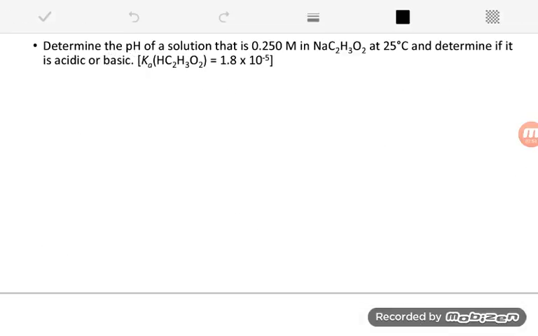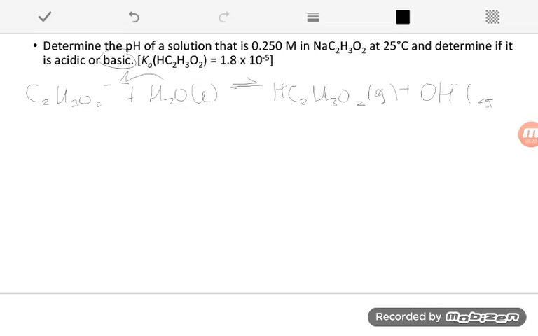So let's start there. We know this is basic, and we know we have C2H3O2 minus. Well, if he's a base, let's write a reaction for him reacting with water. So I'll have a double arrow. This is a base, so it's going to accept a hydrogen. So I'll have HC2H3O2 (aq), and then that'll just leave OH minus behind here. So we've written the expression. Now we need to write an expression for the Kb.